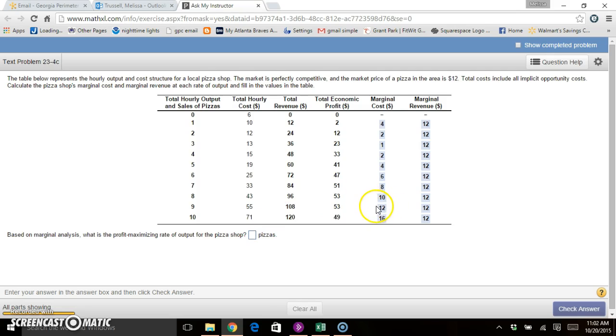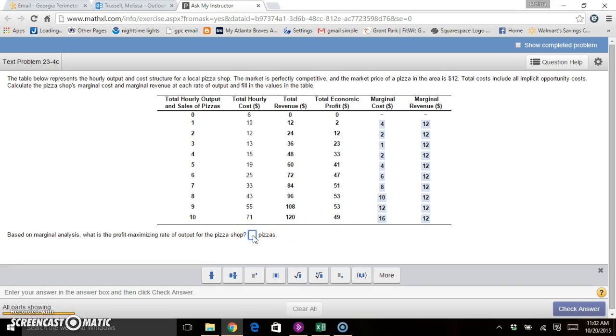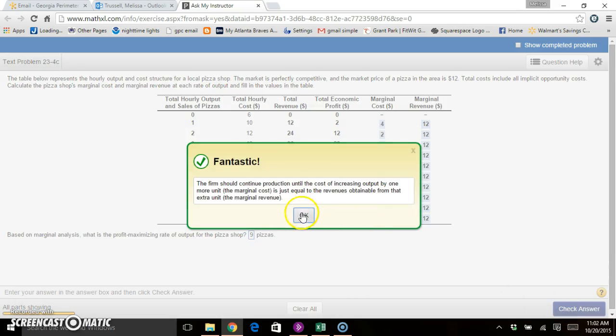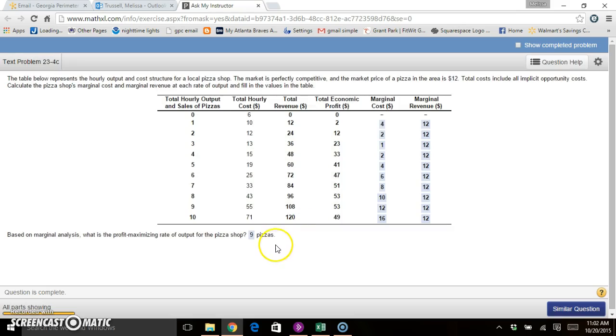And in this case, we can see that that is here at 9 pizzas, where marginal cost is 12 and marginal revenue is 12. So we want to make 9 pizzas. Perfect. And that's that for that question.